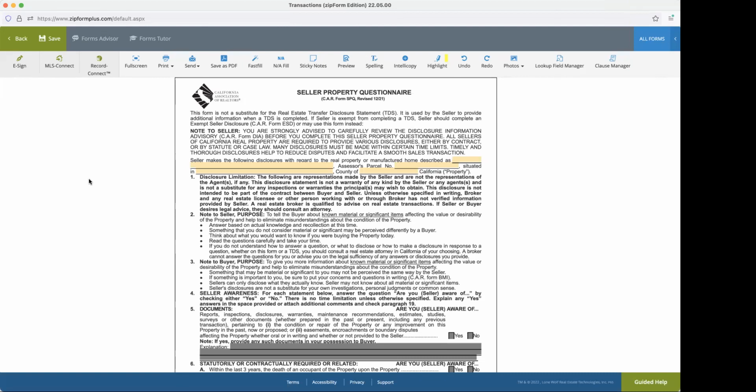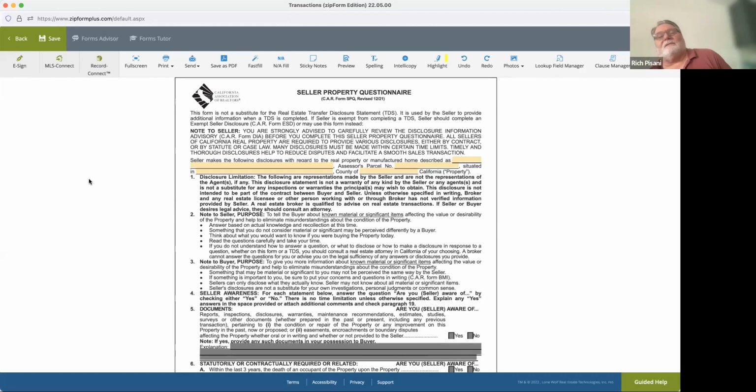Do we need to add any verbiage, such as buyer to conduct their own inspections and rely on their own investigation? No, because that's in plenty of disclosures, the buyer's advisory at the end of the offer. It's all over that. So you don't have to add that.